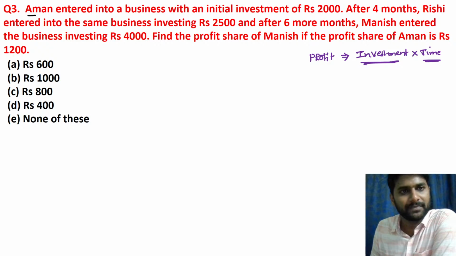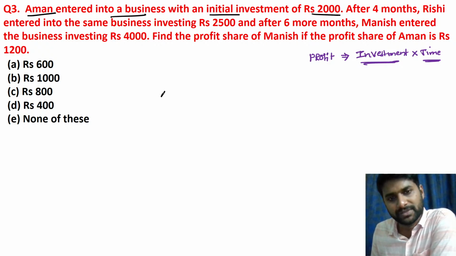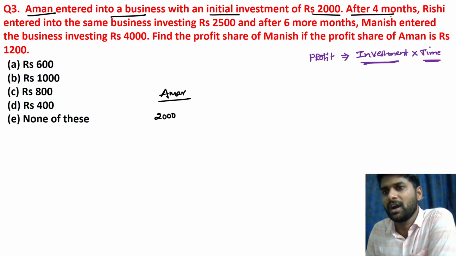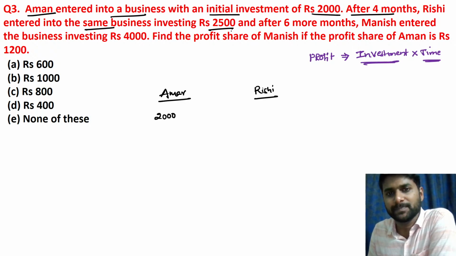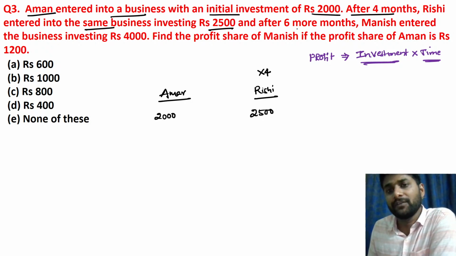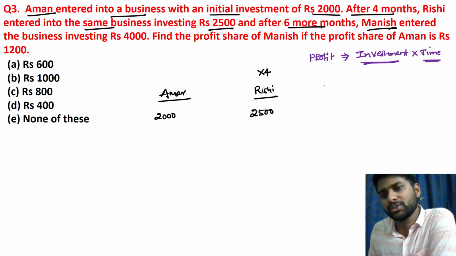See the data. Amar enters into a business with an initial investment of 2000 rupees. Here a person, Amar, invested 2000 rupees. After 4 months, Rishi enters the same business by investing 2,500 rupees. Now we understand that for the first 4 months Rishi was not there in the business. And after 6 more months, Manish enters the business.